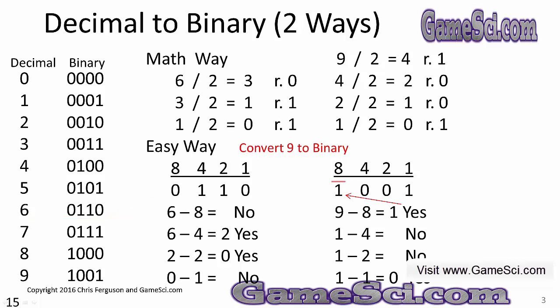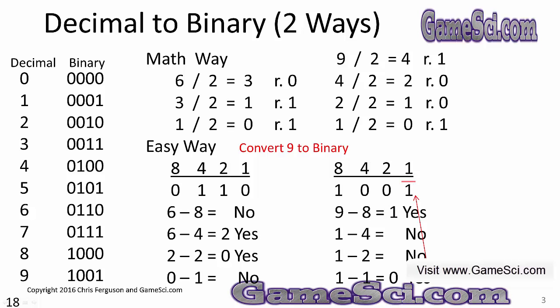Let's do the same thing for 9. Let's convert 9 to binary. 8 fits into 9. So what I'm going to do is put a 1 underneath the 8 and subtract 9 minus 8. I have a remainder of 1, so 4 does not fit into 1, so I'll put a 0 under the 4. I still have a remainder of 1. 2 does not fit into 1, so I'll put a 0 under the 2.